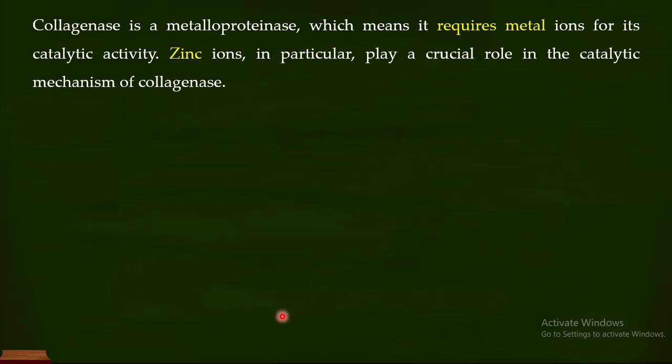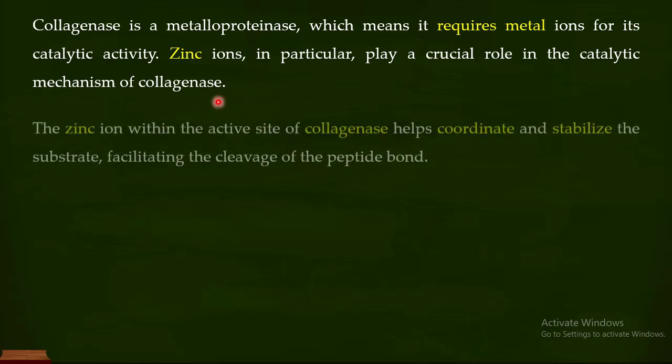Now, these collagenases, as I've told you, are metalloproteinases, and in this particular case, they require a metal ion, which is particularly the zinc ion. So the zinc ions are very important for the function of the collagenase, because the zinc ion is present in the catalytic site of the collagenase enzyme. So the zinc ions play a crucial role in the catalytic mechanism of the collagenases.